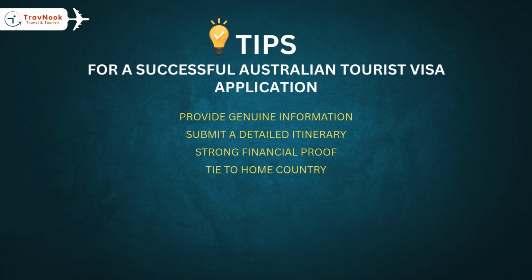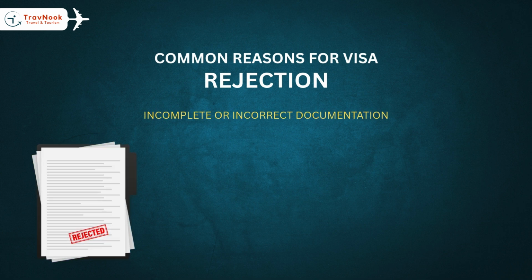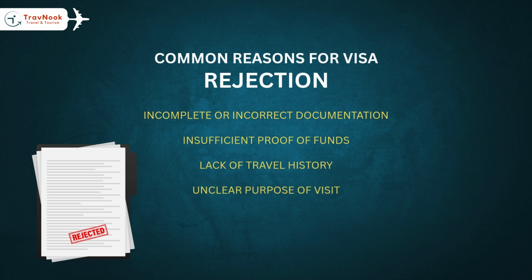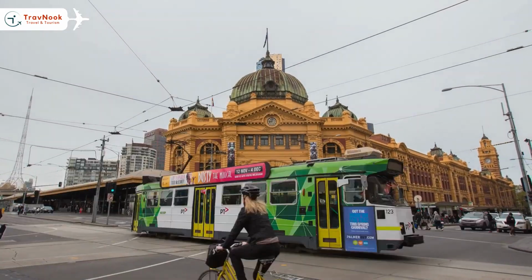Tie to home country. Highlight family, job, or property ties to the UAE to prove you'll return. Avoid last-minute applications. Apply at least a month in advance to allow for processing delays. Don't overstay. Your travel plans must align with the visa duration. Common reasons for visa rejection: incomplete or incorrect documentation, insufficient proof of funds, lack of travel history, unclear purpose of visit, doubtful return intentions.